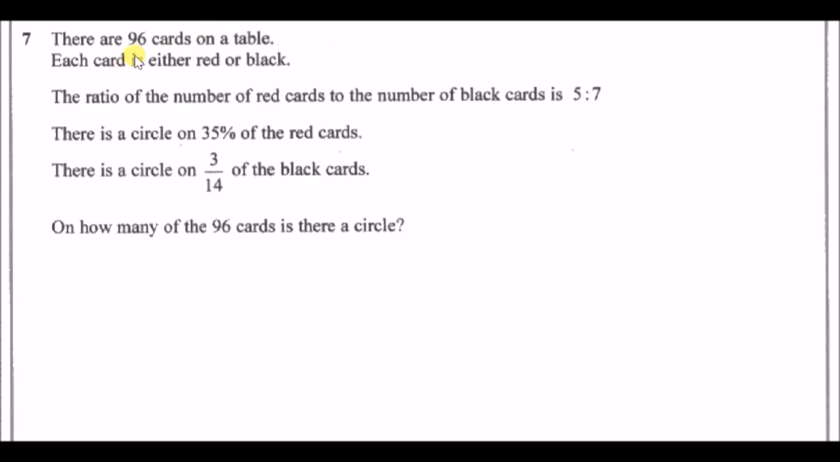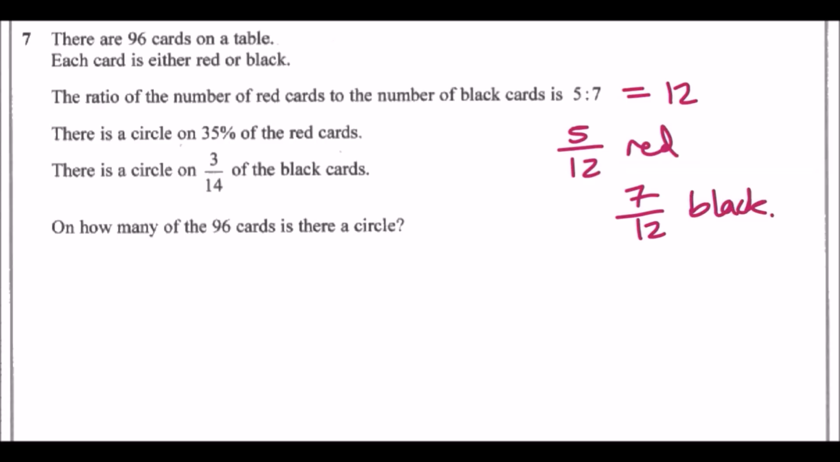So there are 96 cards on the table. Each card is either red or black, so keep this in mind. The ratio of the number of red cards to the black cards is 5 to 7. So this means if you added these parts up, we're going to have a total of 12 parts, meaning 5 out of 12 cards are red, whereas 7 out of 12 cards are black. Okay, so this can be helpful to determine the number of cards, yeah?